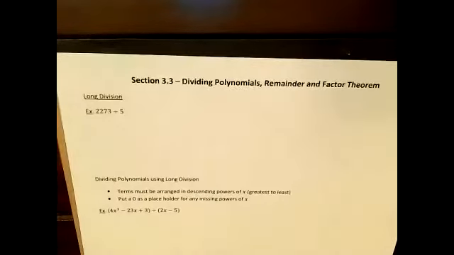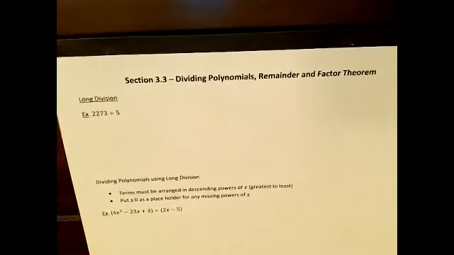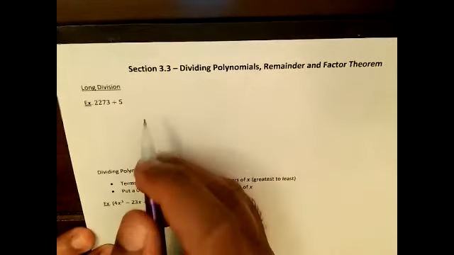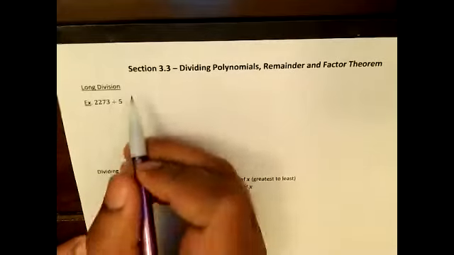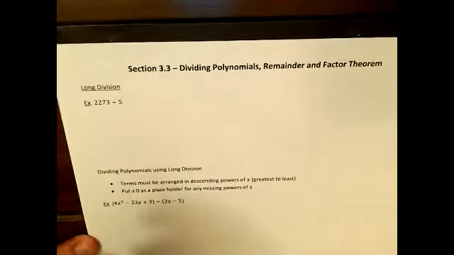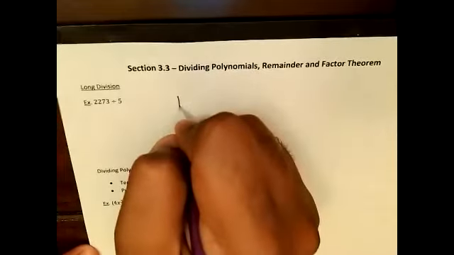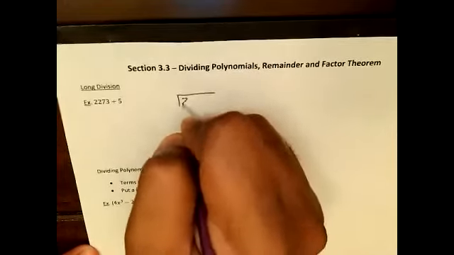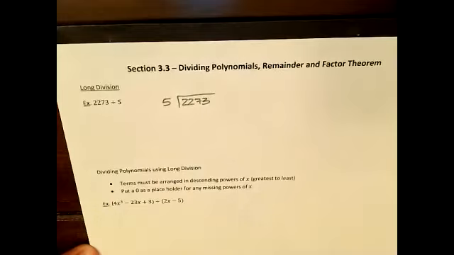Before we do an example that involves polynomials, I just wanted to do an example where I remind you how long division works. For a lot of you, it may have been a while since you've had to do this on paper or by hand. So to begin with, we're just going to be dividing two numbers. I'm going to be dividing 2273 by 5. The way we're going to do this is I'm going to set it up like this. 2273 goes inside and then 5 goes outside.